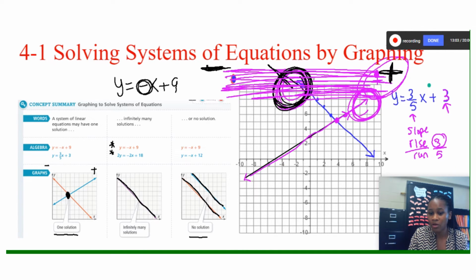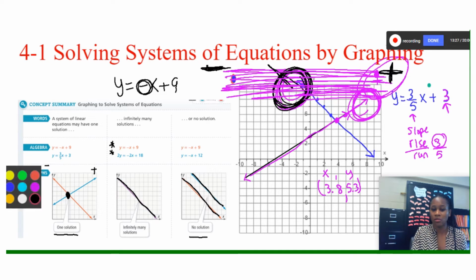And based on that, you can get that ordered pair. So this ordered pair is in quadrant 1, and it looks like it's a little in front of 4. So my x coordinate, remember, is x comma y. So it looks like my x coordinate may be 3 8/10, and I have to rise about 5 3/10. So that will be the solution, the point at which my lines intersect. And there's only one solution because these two lines only intersect at one point.